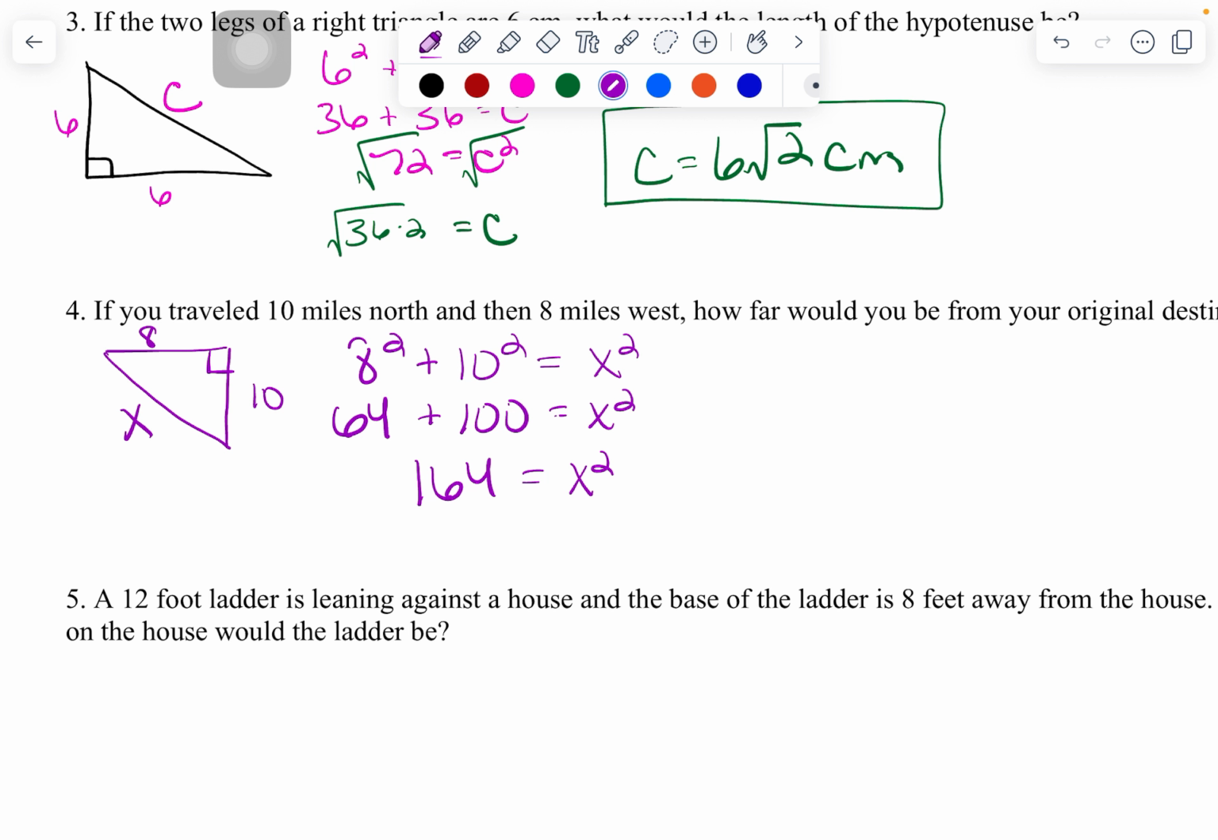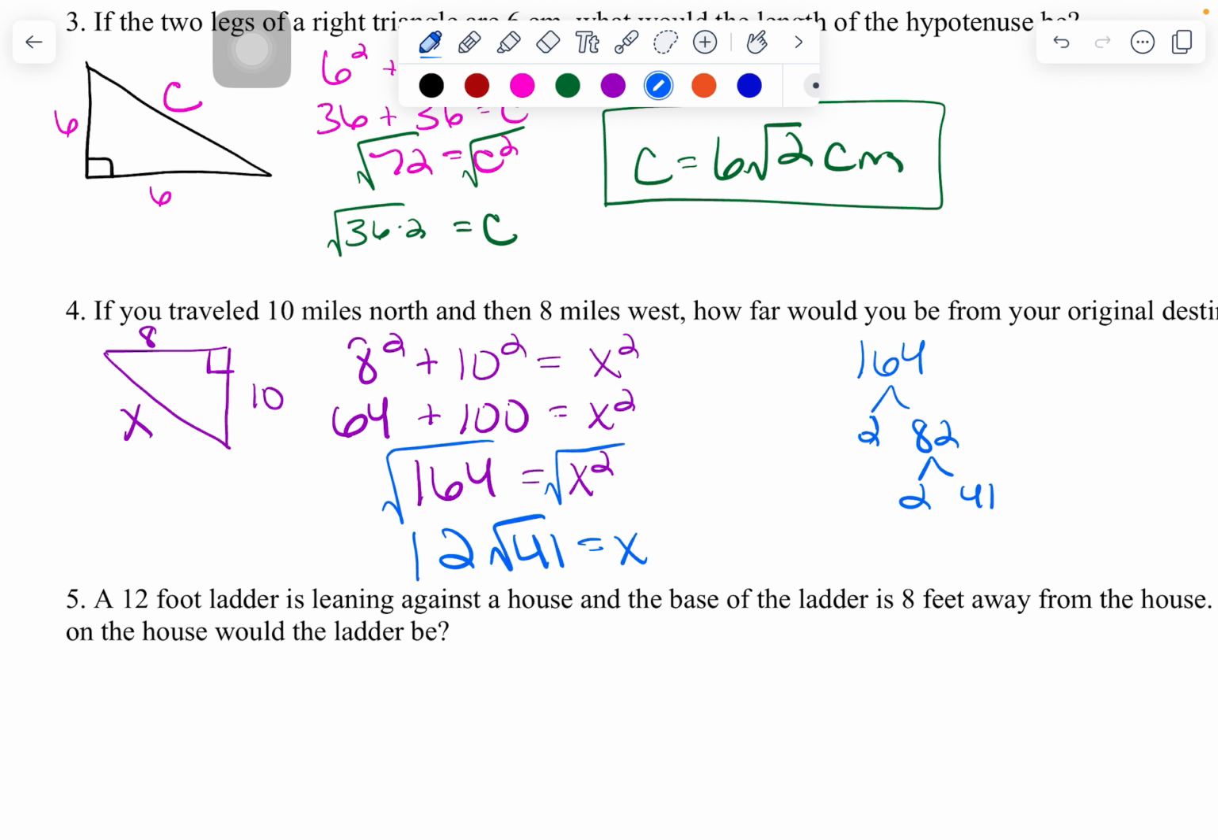Let me think about this. I'm going to go ahead and use a factor tree here. So 164, if I break it in half, that would be 82. Break 82 in half, that's 41. I think that's going to be it. So I've got a pair of 2s and a 41, and that's going to be x, because when I took the square root, yeah, I think that's it. Oop, and I'll put miles, because I do know my units. All right, miles.